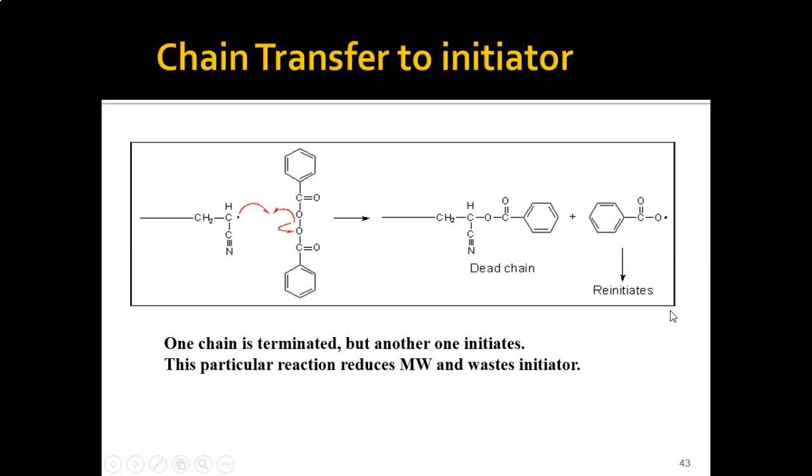Now we look at the chain transfer to the initiator. One chain is terminated but another one initiates. This particular reaction reduces molecular weight. The chain transferred from the initiator produces a dead polymer, and it also produces another chain which reinitiates.